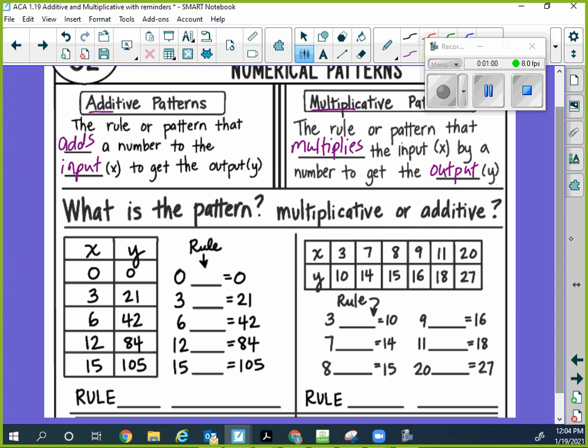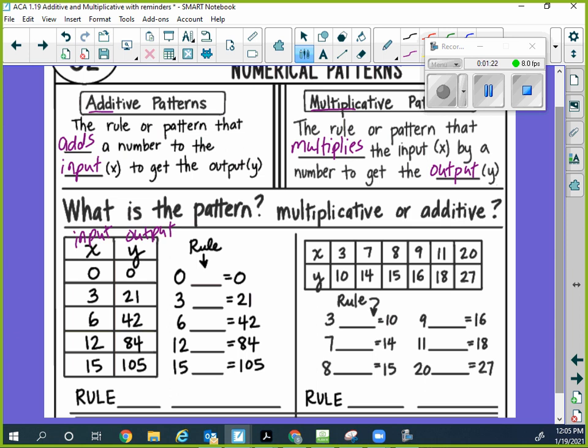In elementary school, they were called input-output tables. Okay? So, here, instead of X and Y, what would have gone right here? Input, and the Y would have been output, exactly. So it's really not any different from elementary. You just have to try to figure out the rule.